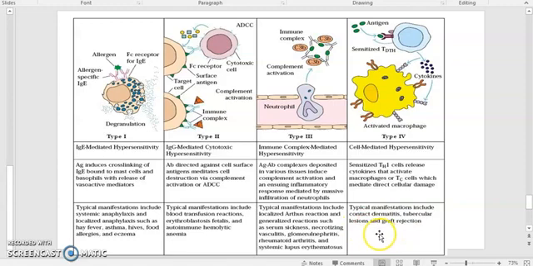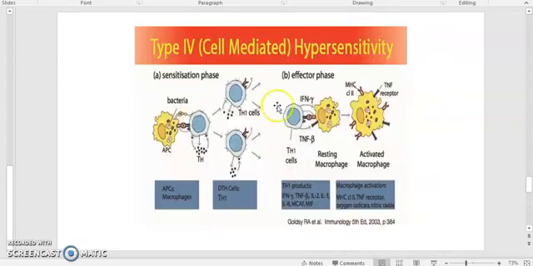There is one point I forgot to explain: why type 4 hypersensitivity reaction is called delayed-type hypersensitivity. It is because it has two phases. The first phase is the sensitization phase, which takes 1 to 2 weeks, and after that the effector phase, which takes 3 days. Because of that, it is also called delayed type.